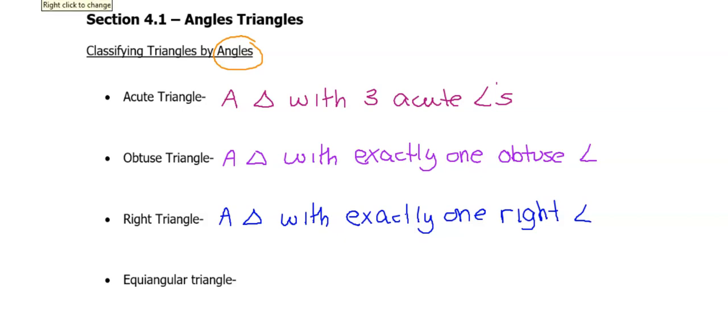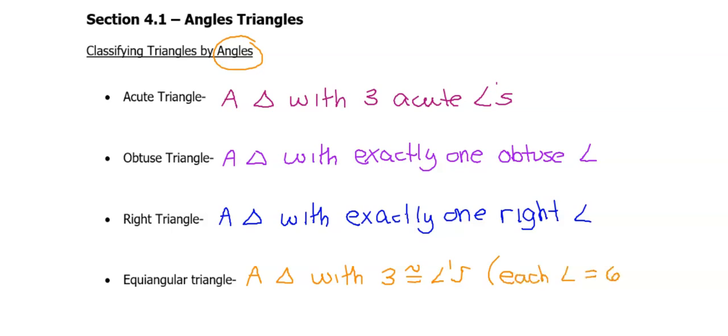And finally, an equiangular triangle is a triangle with three congruent angles. Since we know that all the angle measures of a triangle have to add up to 180, we can also see that each angle is going to be equal to 60 degrees. As you can see, an equiangular triangle could also be considered an acute triangle, because all of those three angles are less than 90.